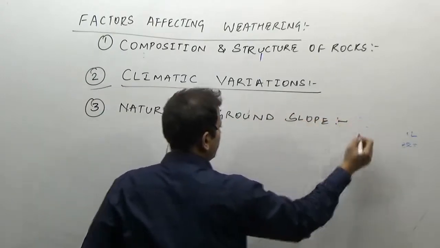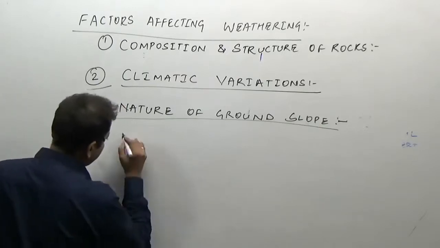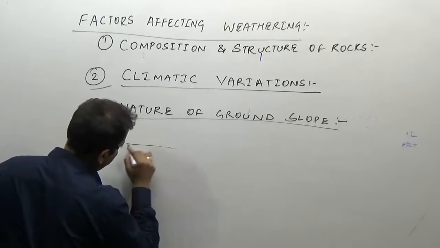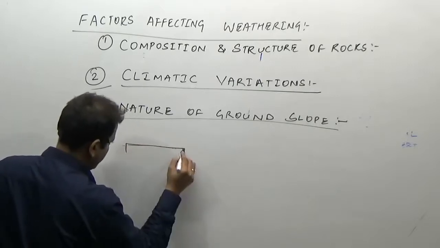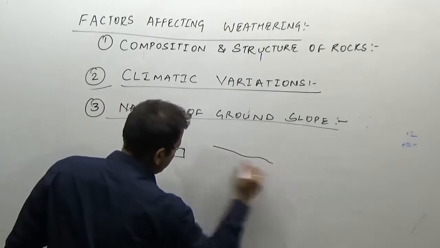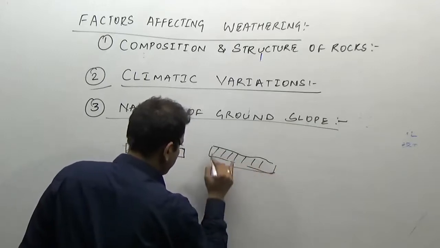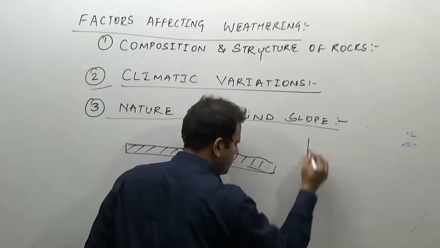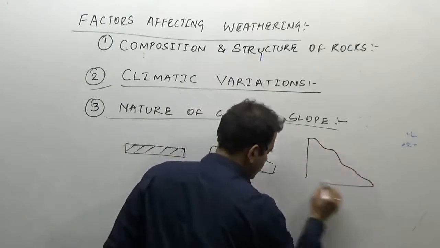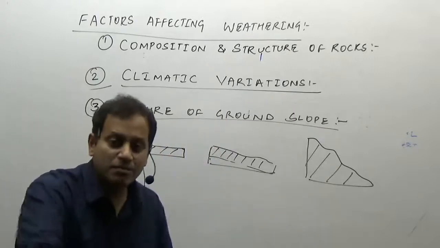The nature of a ground slope. Now how does the nature of a ground slope affect the weathering? Very simple. If the ground slope is gentle, if the ground is flat, on the other hand, if the ground slope is very, very steep, which area will see the maximum amount of weathering?